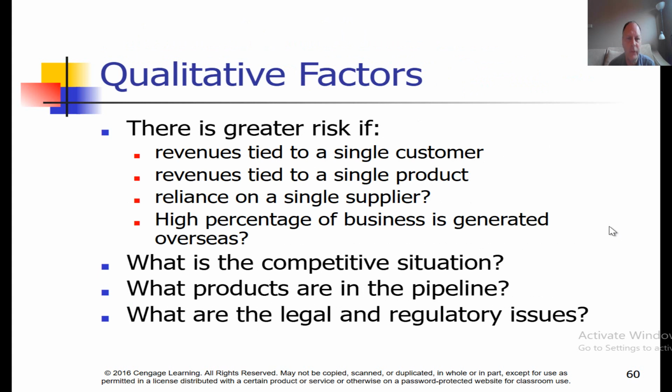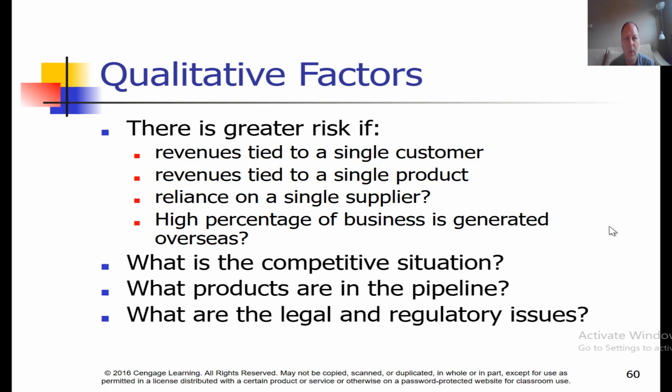Other qualitative factors can affect the usefulness of ratios. There is greater risk, for example, if revenues are tied to a single customer. If that customer goes to somebody else, you're in trouble. Or to a single product. You could particularly imagine a company in the pharmaceutical industry and their one product is not yet approved by the FDA. Or in the defense industry when their only customer is the U.S. federal government.